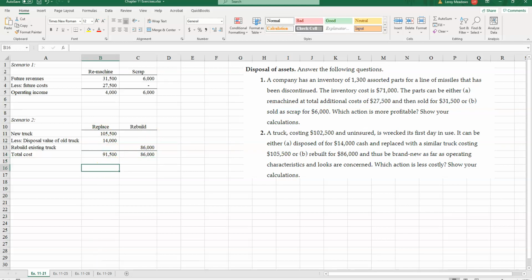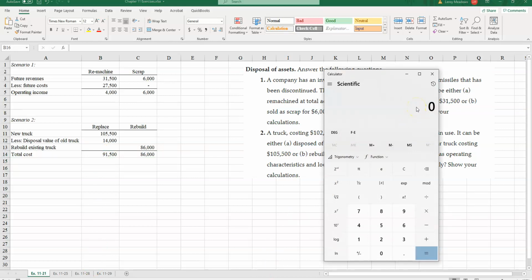So what do I have here? Well, the difference in replacing the truck, $91,500 minus $86,000 cost to rebuild, is $5,500. So the $5,500 favors rebuilding. So we want to rebuild that truck. Why? Because the cost of rebuilding is $5,500 less than the net cost of replacing the original vehicle. So there's a big difference there, and we want to make sure we take that into consideration.